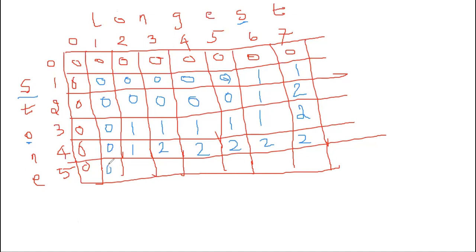So next, E is compared to L. Is it 0? Correct. E is compared to O, 1. E is compared to N. What should I write? 2. E is compared to Z. What should I write? 2. Correct. Then E is compared to E. There is a match, so diagonal plus 1, so 3. Yes or no? Then E is compared with the S, there is no match, but take the maximum, which is 3.